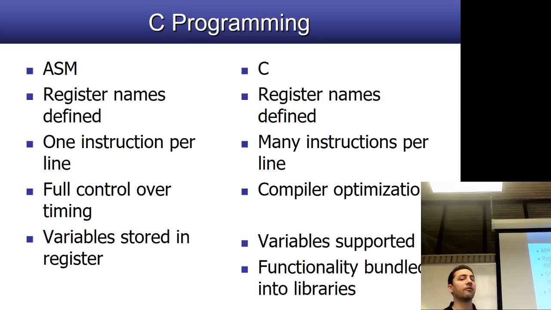Unlike assembly where you have full control over the timing, in C, you're kind of at the mercy of the compiler. The compiler is going to decide the best way to do something. And we can see that sometimes that's a good thing because it can create better assembly code than us in some cases. And it's bad in some cases because it might not take our intentions into account.